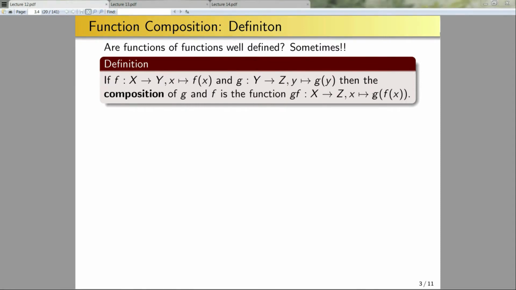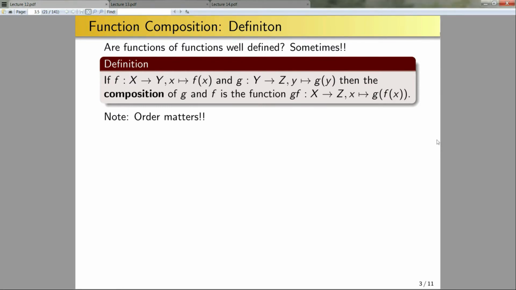So this is a function. Why would this be a function? Well, f takes in a value of x and outputs some element of Y. We don't know what it is, but it's something in Y. And g can now pick up that f of x in Y and map it to something new in Z. Thus, since both f and g are functions, this composition will be a function.